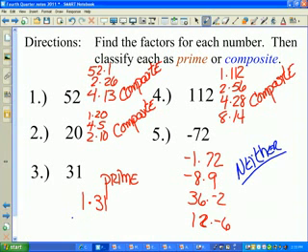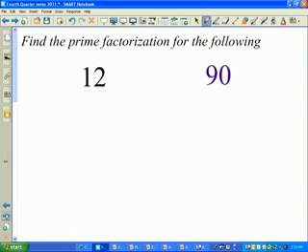Okay? So we can still find factors of numbers, but when it comes to classifying if it's prime or composite, you have to follow with your definition. A, it has to be a whole number. B, it has to be greater than 1. Okay? So after we looked at that, I wanted to touch on prime factorization.